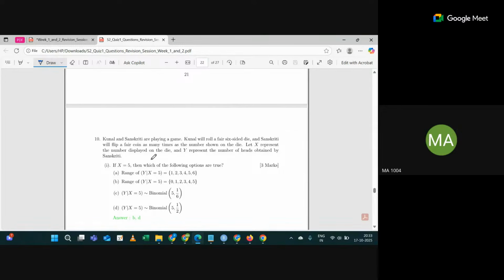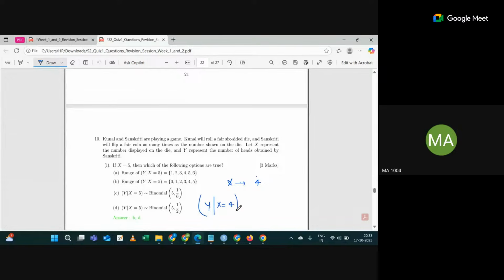First of all, let's try to understand the question. x represents the number displayed on the die and y represents the number of heads obtained by Sanskriti. Suppose I roll a die and got 4. That means x is 4. Now, after getting 4, what is the next task? Sanskriti has to flip a coin 4 times. So let's say y represents the number of heads.